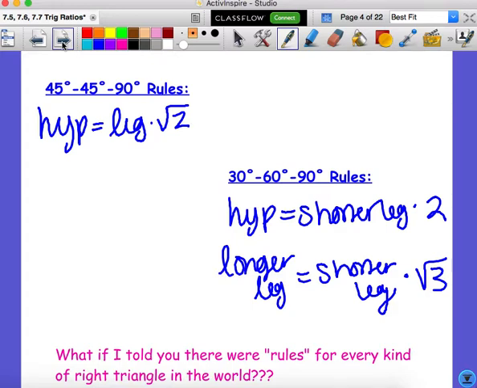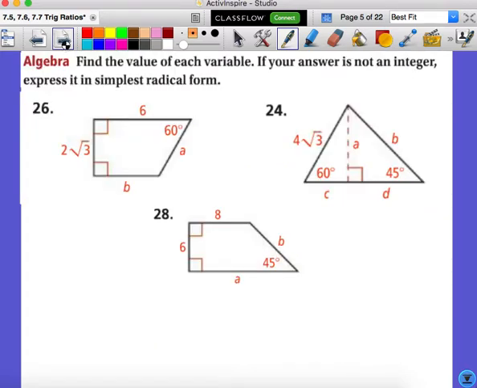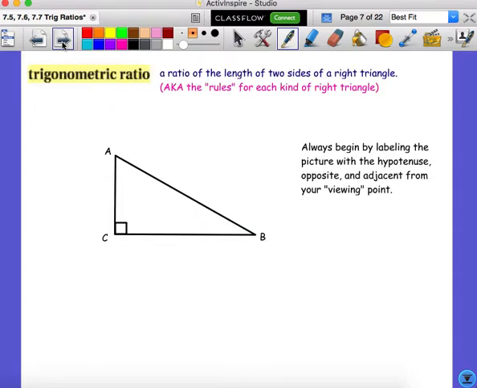So today we're going to dive into what if you have another type of right triangle, one that's not a 45-45-90 or a 30-60-90. Those are the only two sets of rules, if you will, that we're going to need to make sure we know, because trig is going to take care of all the other types of triangles for us. So, before we begin, let's talk about what a trigonometric ratio is. It's the ratio of the lengths of two sides of a right triangle.